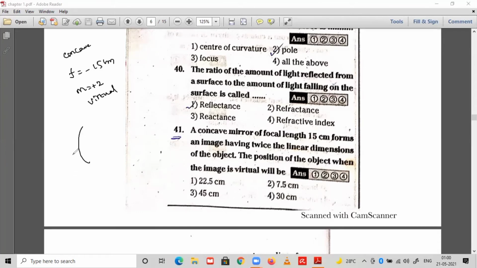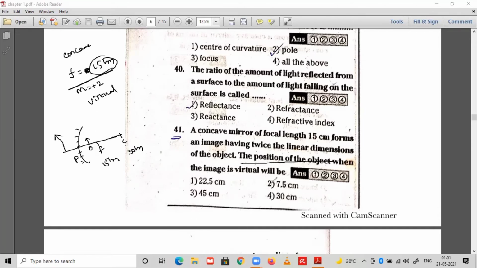Let us try to solve this kind of problem by using the analytical method. Pole, focus, and center of curvature, and the image is virtual. What we need is the position of the object. The focal length is 15 centimeters, so R will be 30 centimeters. In order to get a virtual image in case of a concave mirror, definitely the object will be placed between pole and focus. So the object distance should be less than 15 centimeters. Don't consider the minus sign here.